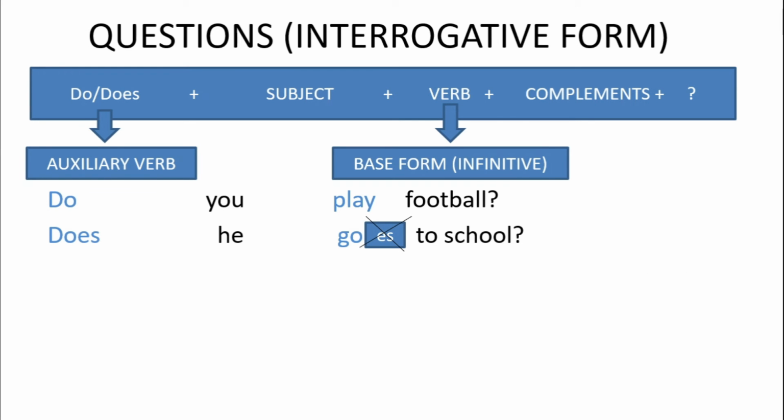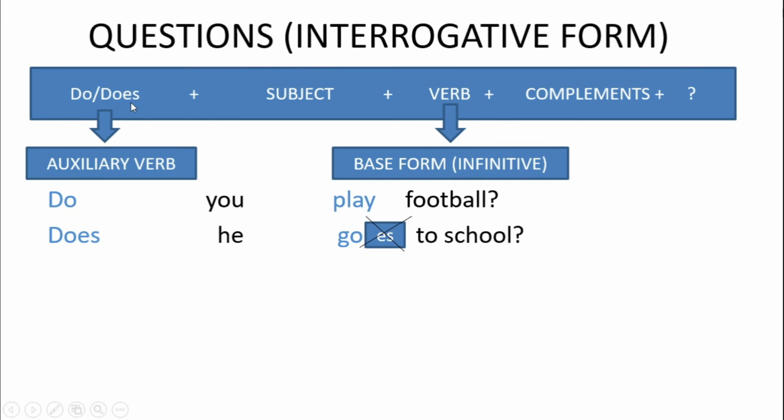Let's talk now about questions or interrogative form. When we talk about making questions, we've got the following formula. Do or does comes at the first position in the sentence or in the question. Do or does is an auxiliary verb, plus the subject, plus the verb in its base form or infinitive, plus complements, and we put the question mark at the end of the sentence.